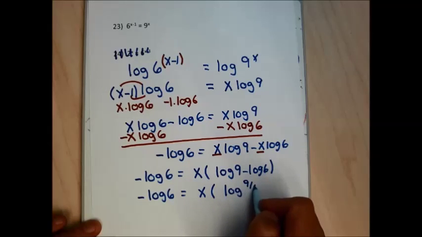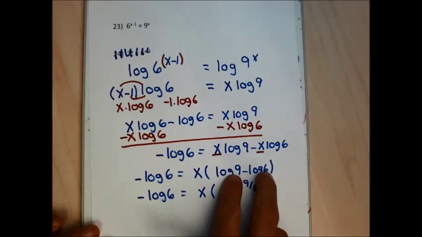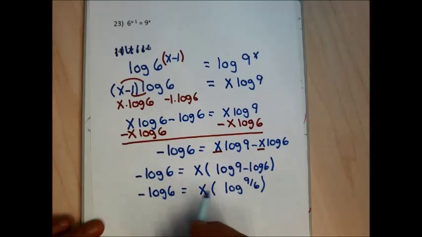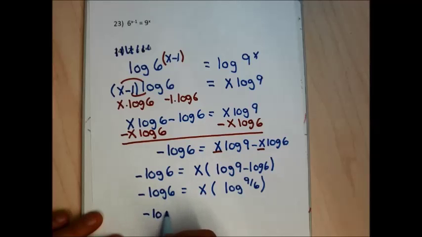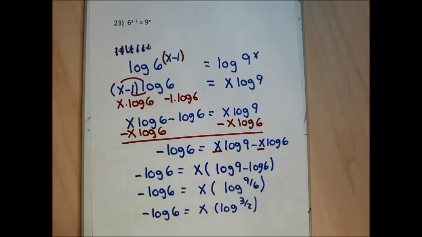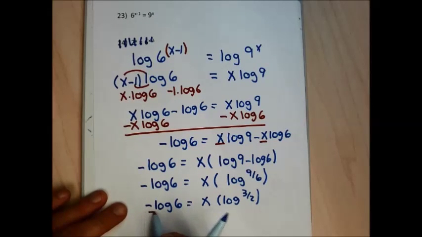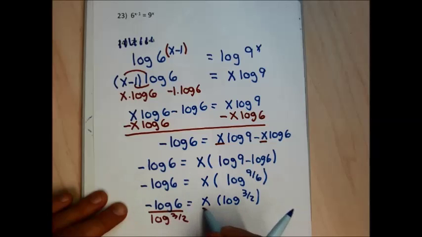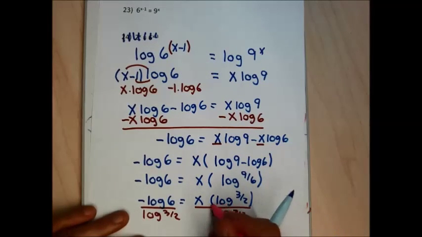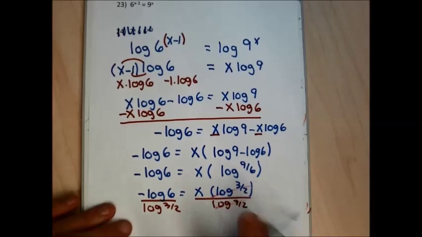When you have two logarithms that have the same base separated by a minus, you can make them into one logarithm if you divide the arguments. And 9 over 6 I'm going to reduce by 3 to 3 halves. That's probably being overly picky, but since that fraction reduced, I reduced it. Now I'm going to divide both sides by the log of 3 halves. On the right-hand side, the log of 3/2 cancels, and I'm left with an x.